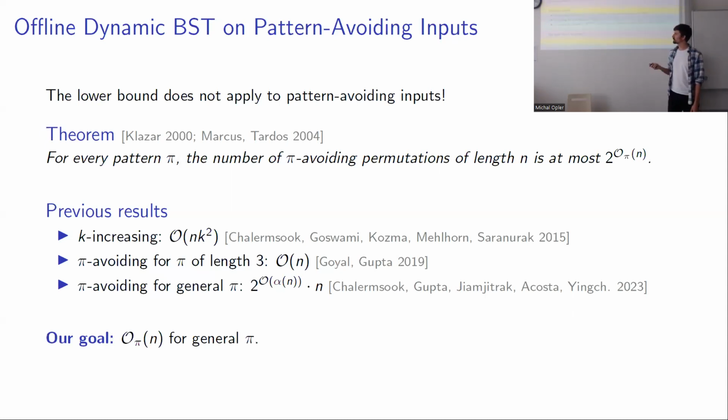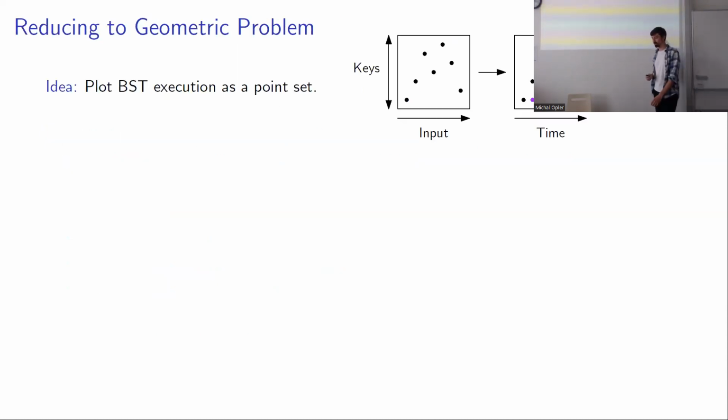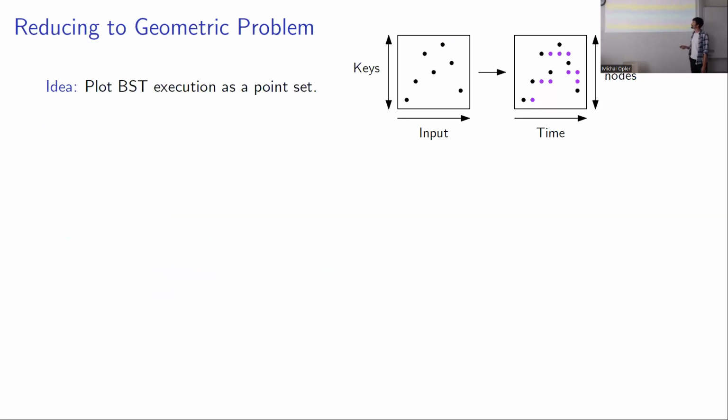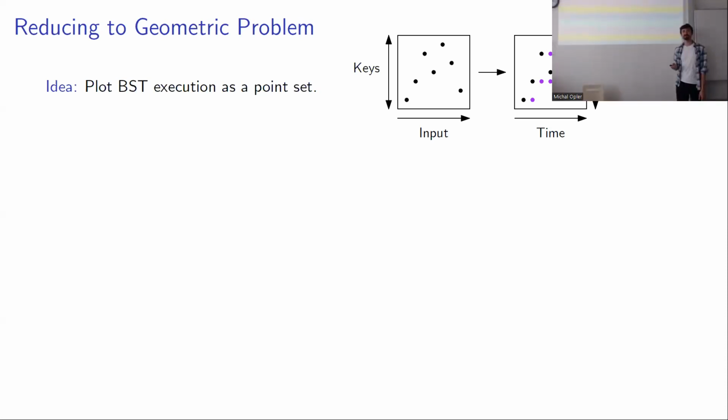And our goal and our result is that for the offline case, we can in fact serve them in linear time. So for any fixed pattern, we can design an access sequence in this offline dynamic BST model that achieves linear cost, where there is some constant hidden depending on what the pattern is. But what's most surprising is that we completely leave the binary search trees and go to a purely geometrical problem, which is still to this day one of my favorite parts of this, that it somehow transfers to a completely geometric problem. And the idea is, you plot the execution of the binary search tree as a point set, where you have the input, right?